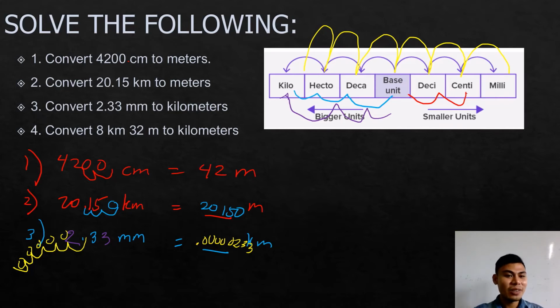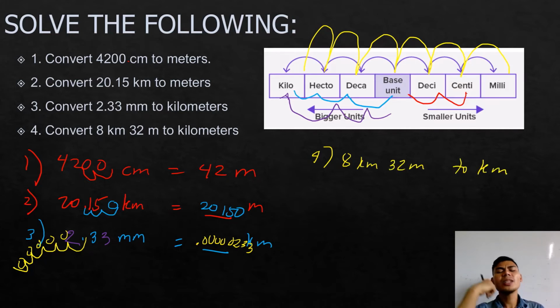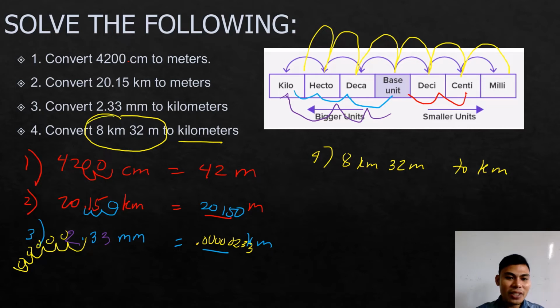Okay? So, I'll give you number 4. And let's solve number 4 before you will have your assignment. For number 4, convert 8 kilometers and 32 meters to kilometers. Ang ibig sabihin sa question, i-write lang ito in one unit. So put this 8 kilometers and 32 meters in kilometers. May 8 kilometers na tayo, so ang 32 meters na lang ang i-move natin.